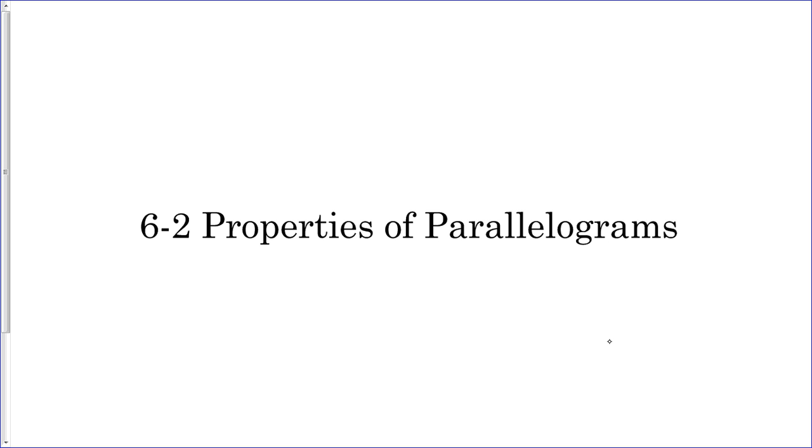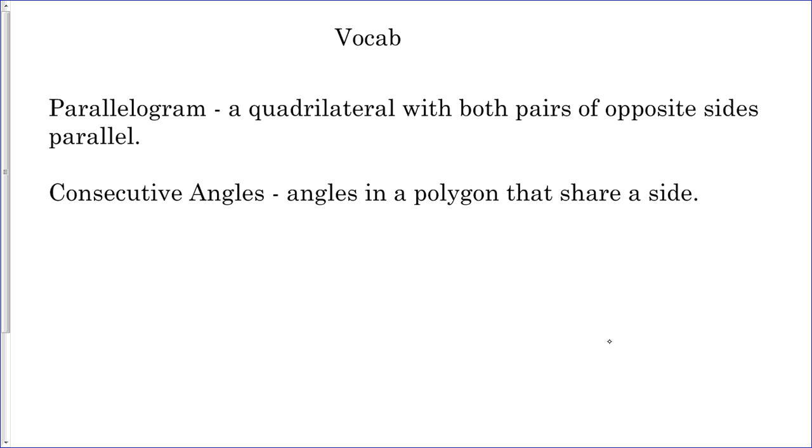Alright guys, this is video 6.2, Properties of Parallelograms. Here's your vocab, make sure you write these down. Parallelogram: a parallelogram is a quadrilateral with both pairs of opposite sides parallel. I'll show you a picture in a minute. Consecutive angles are angles in a polygon that share a side. Again, I'll show you a picture in a minute. Make sure you write these down, pause the video till you have these written down.